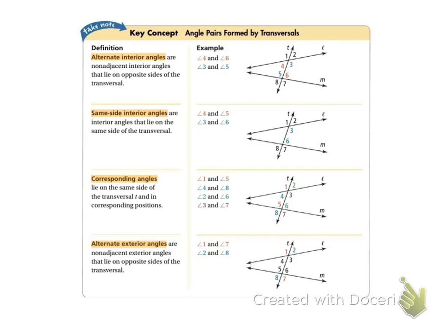And finally, alternate exterior angles. We're talking about the exterior angles. And just like the alternate interior angles, we're talking about angles that are on opposite sides of our transversal. So 1 and 7 go together, and 2 and 8 go together.